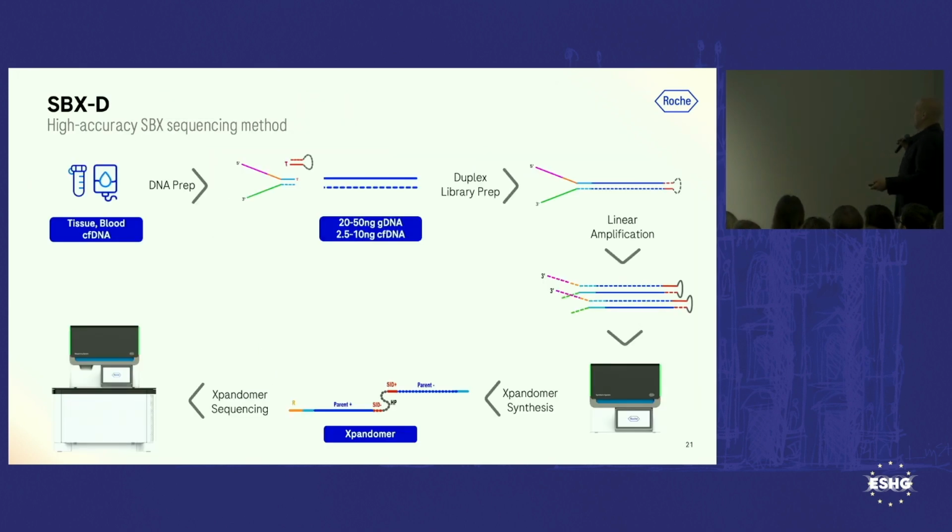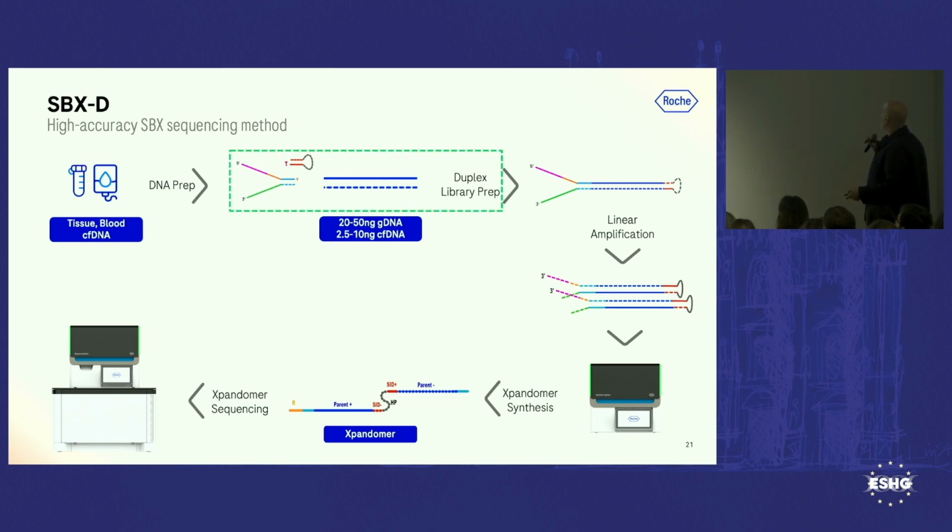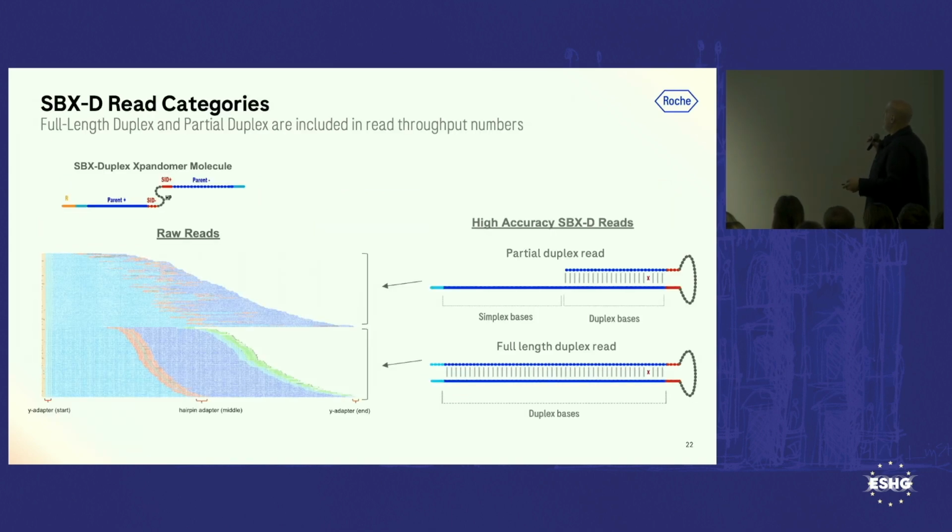So the workflow for SBX-D is pretty straightforward. You fragment a library to whatever lengths you want and do this ordered ligation to put a Y adapter hairpin on. I show the amounts that we're typically using for genomic DNA and cell-free DNA. We then go through and do a linear amplification, which is one of the unique things about what we do. It very much helps us with our accuracy, being able to do linear amplification with homopolymer regions. Other than that, it's pretty normal synthesis that falls along the lines of the workflow I showed earlier.